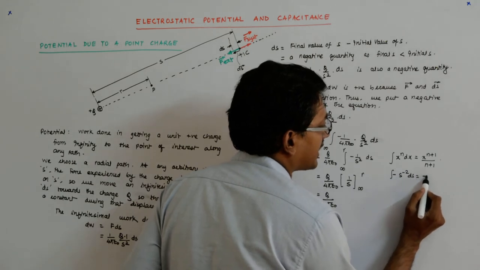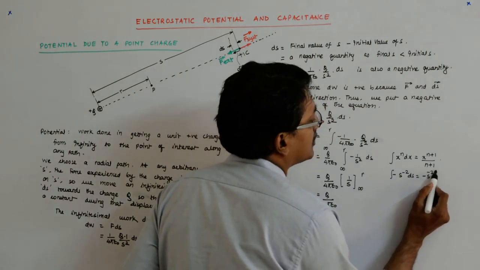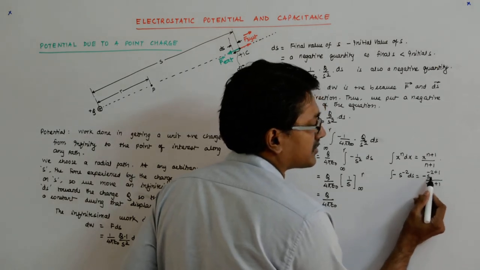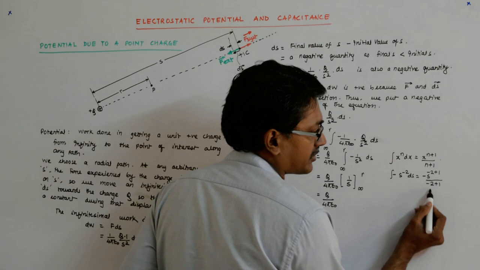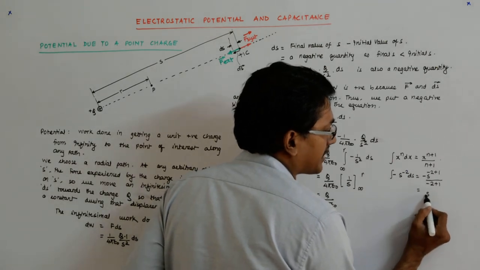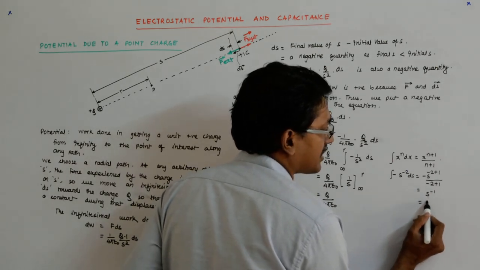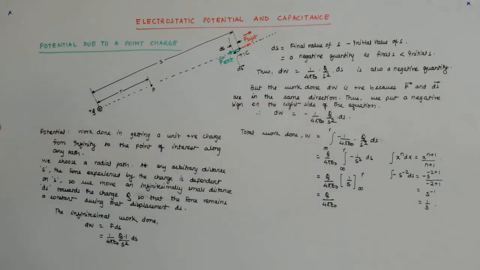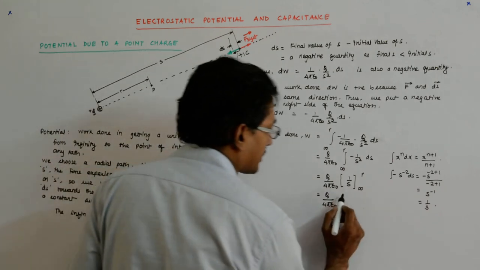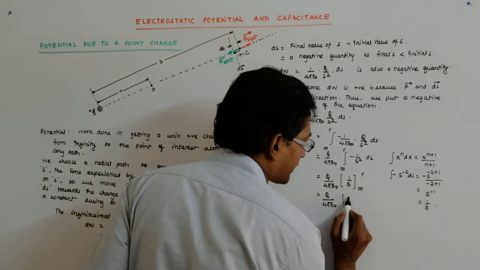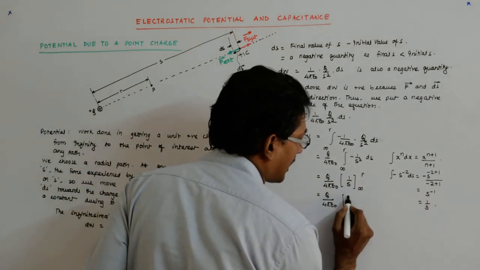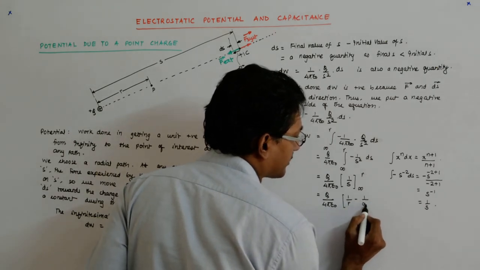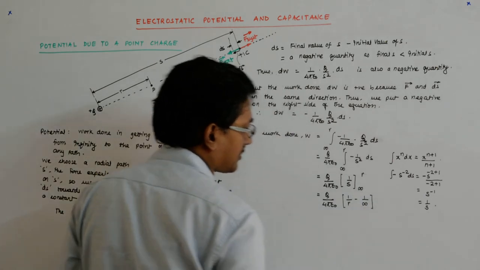So this was nothing but minus of s to the power minus 2 ds. So that became minus s to the power minus 2 plus 1 divided by minus 2 plus 1. Minus 2 plus 1 is minus 1. Minus 1 minus 1 cancels. So it becomes s to the power minus 1, which is actually 1 upon s. Get the point? So it is what we do in definite integral. We put the upper limit in place of s, subtract it, put the lower limit in place of s.